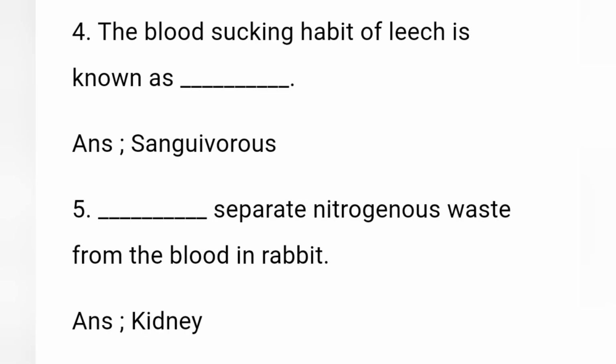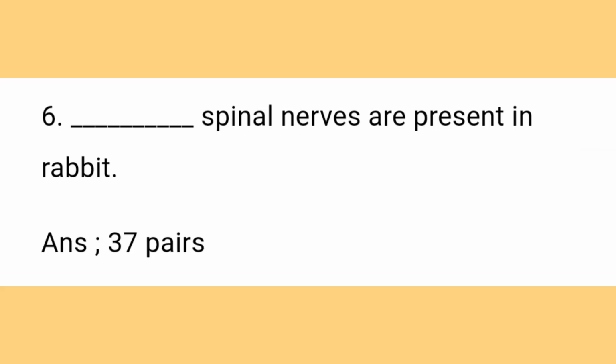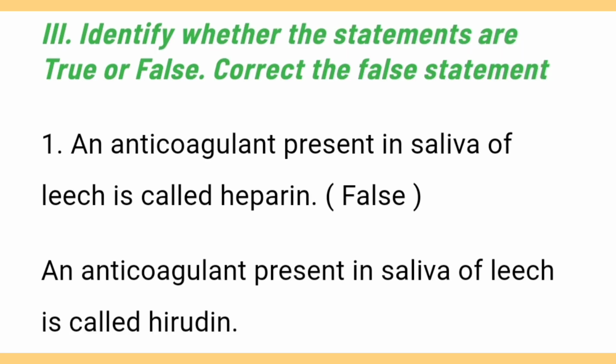Fourth one, the blood sucking habit of leech is known as dash. Sanguivorous. Fifth one, dash separate nitrogenous waste from the blood in rabbit. Answer, kidney. Sixth one, dash spinal nerves are present in rabbit. Answer, 37 pairs.